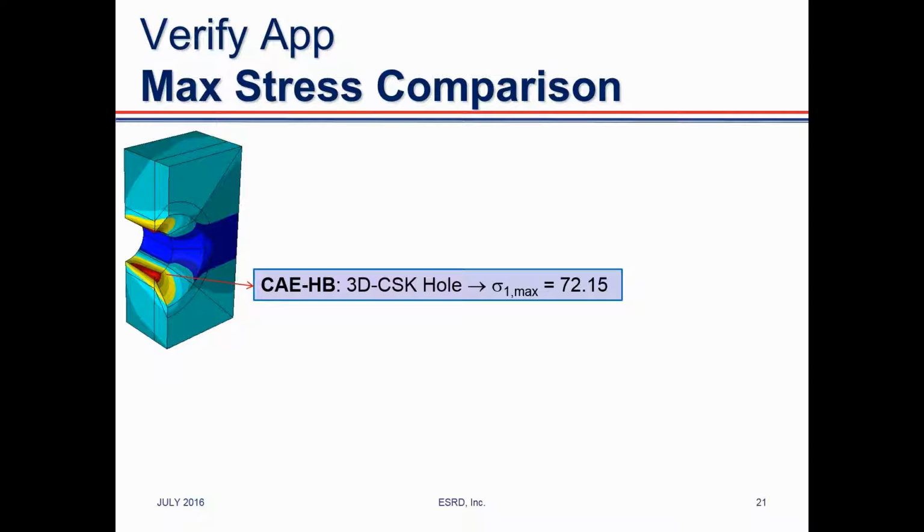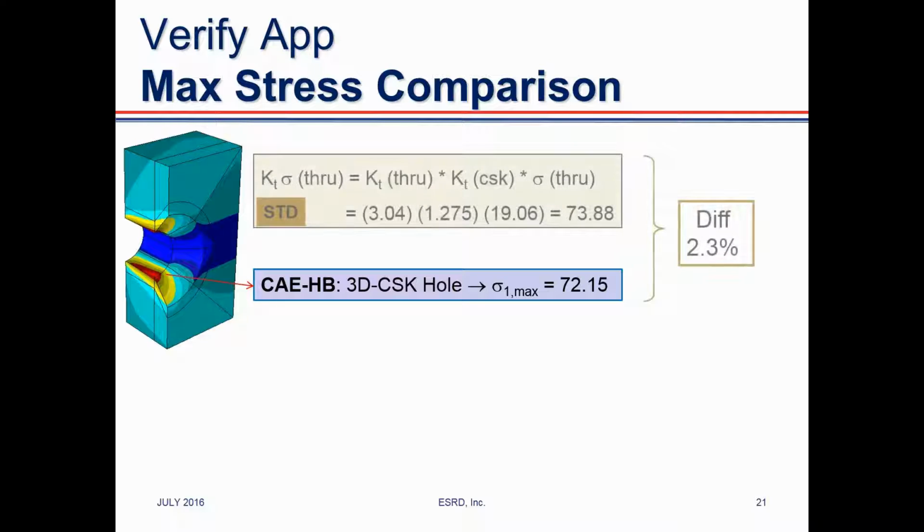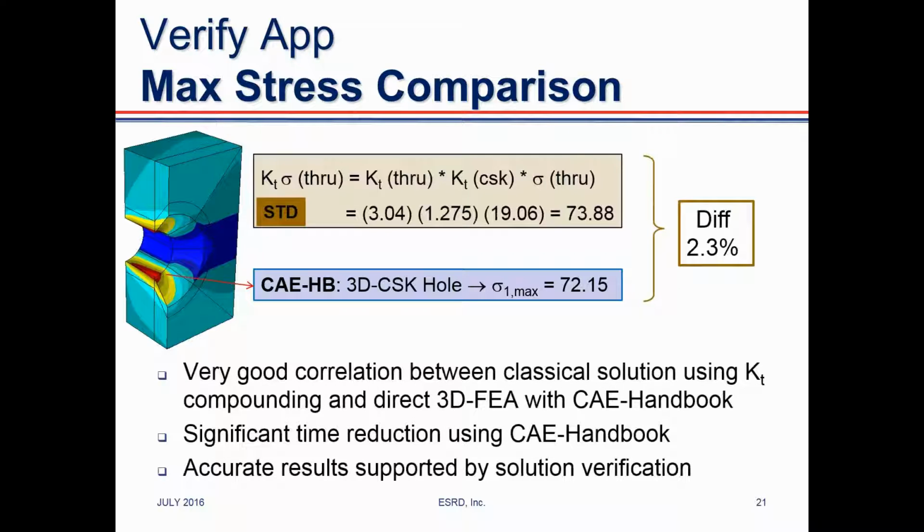The verification of the app was performed by taking a few typical cases for which the customer has good reference, cases they were sure the process was done correctly with the standard procedure. The CAE-Handbook approach provided the value 72.15 for that case, and the KT compounding standard procedure 73.88, a difference of 2%. So there was very good correlation between the classical solution using KT compounding and the direct 3D FEA with CAE-Handbook, significant time reduction using CAE-Handbook, and accurate results supported by solution verification.